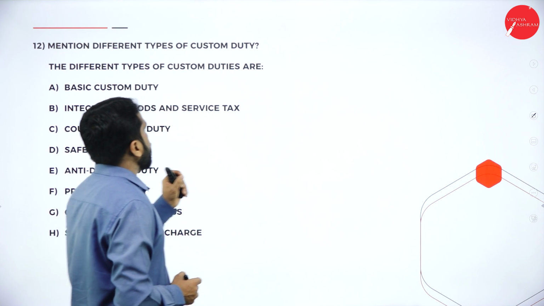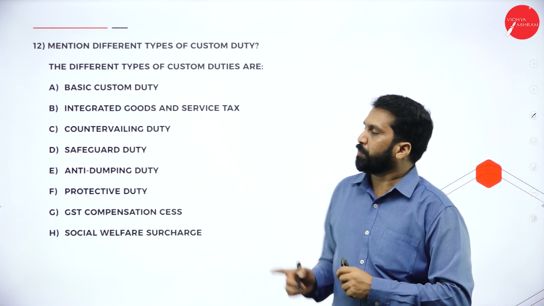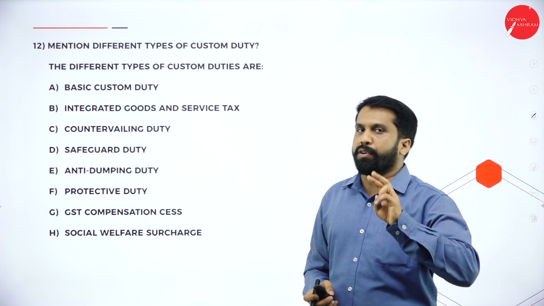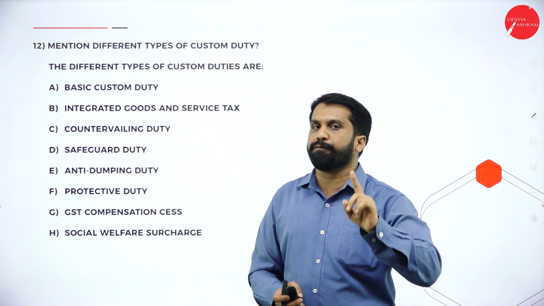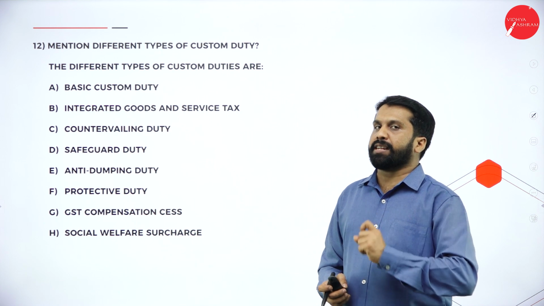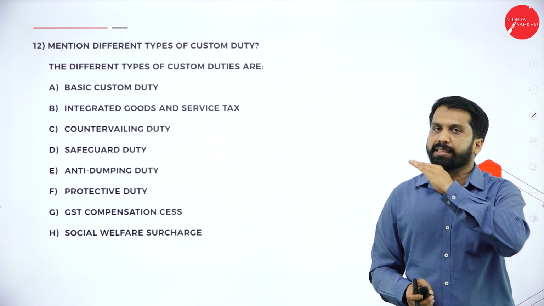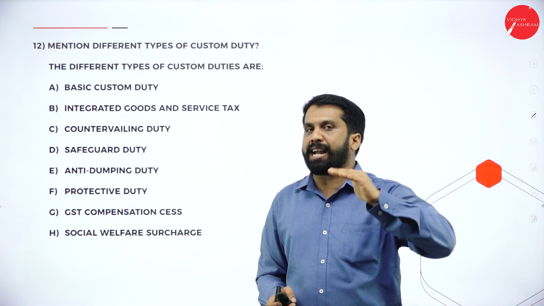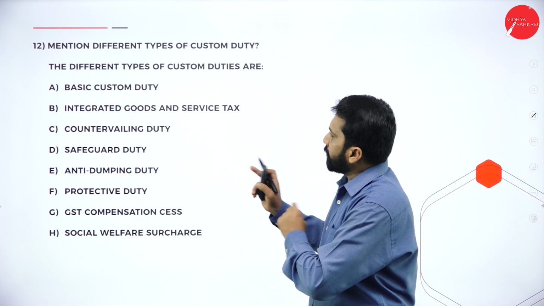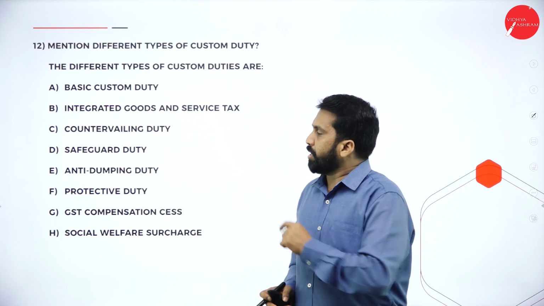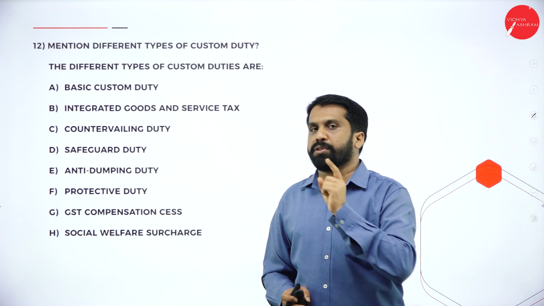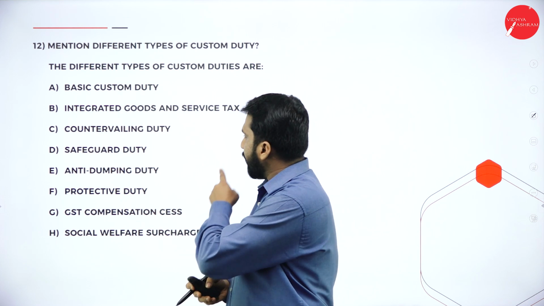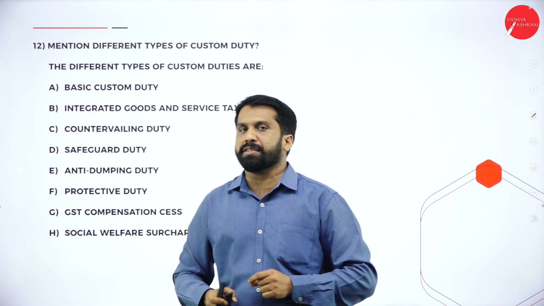Next, mention different types of custom duty. This is also one of the important questions. It may come for 20 marks, 10 marks or 5 marks. If it is 20 or 10 marks, you need to explain the points. If it is for 5 marks, you just have to name the types. Again, the logic is, you need not remember the points also. Why? Because if you check your question paper, the answer you will get in your question paper itself.